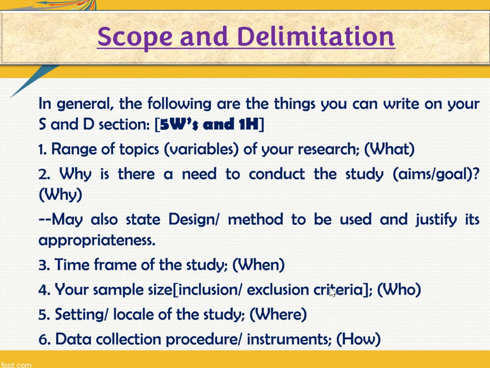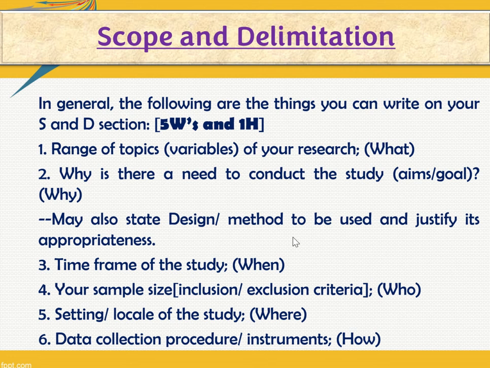Okay, and then in presenting your S&D, so the following are the things that you can write on your S&D section. So dito, we use the 5 W's and 1 H in our scope and delimitation. So first, we include the range of topics or the variables of your research. And this is the what. Yung unang W natin is what. The range of topics or your variables. Second W is the why. Why is there a need to conduct the study? Meaning you just state here your aim or the goal of the study.